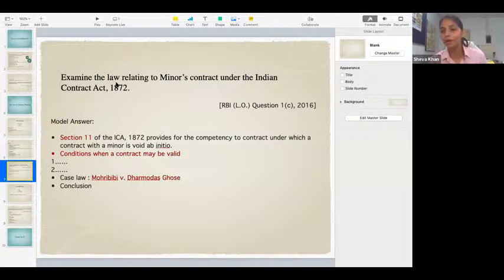And then you can finally write the conclusion, जो इसमें आप डाल सकते हैं कि भाई in a general sense contract with a minor is void ab initio, but as discussed above, in the above discussed situations, it is so and so. So it needs to be crisp, clear for that matter.